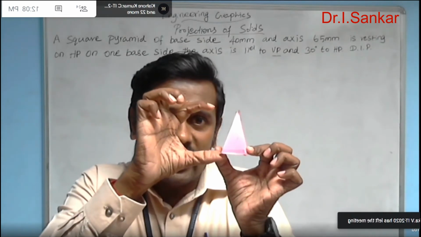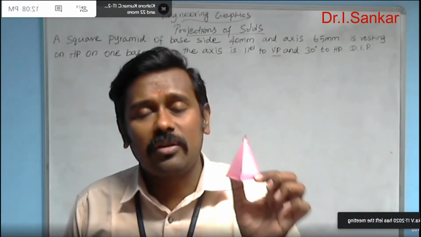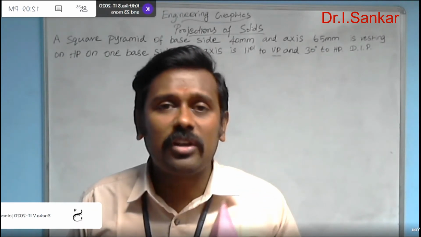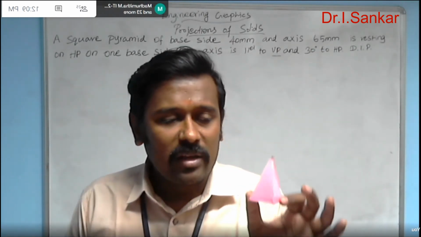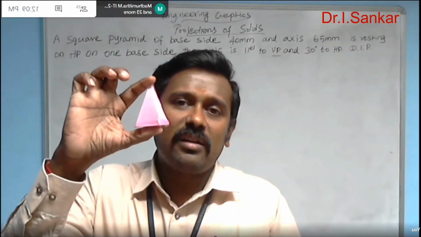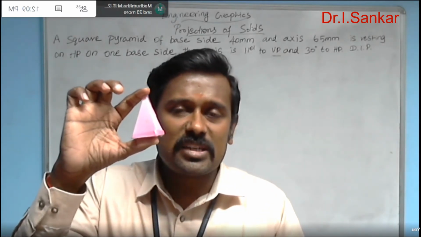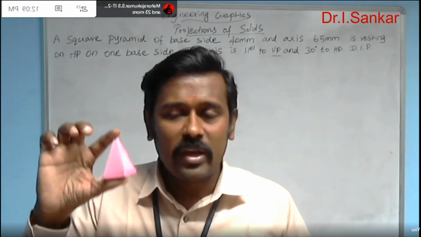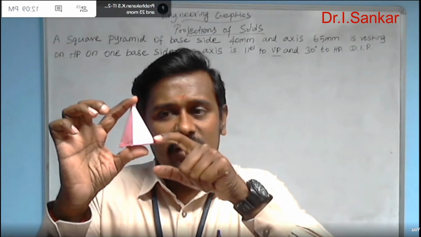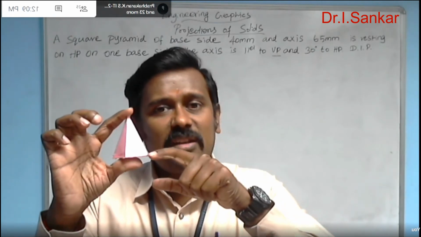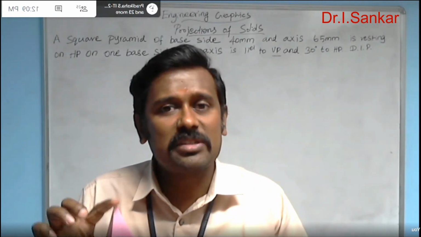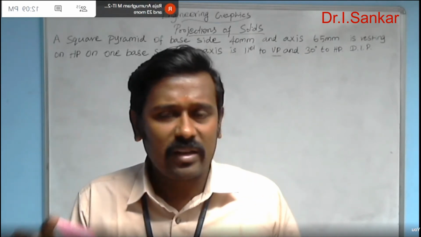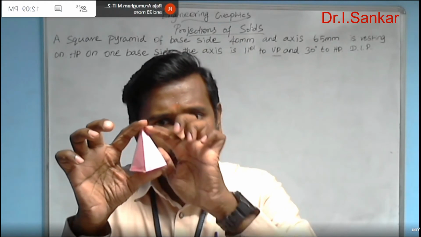Students, keep one point in your mind: axis height and slant edge length are both different. In a pyramid, the vertical distance between the base and the apex is the axis height. The measurable length of the slant edge is not equal to the axis height. It is always greater than the axis height. This length is the slant edge length, like the base edge length.